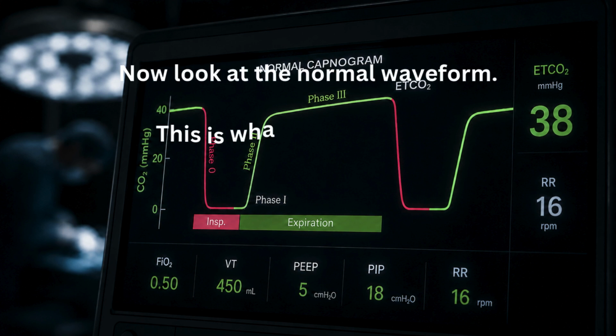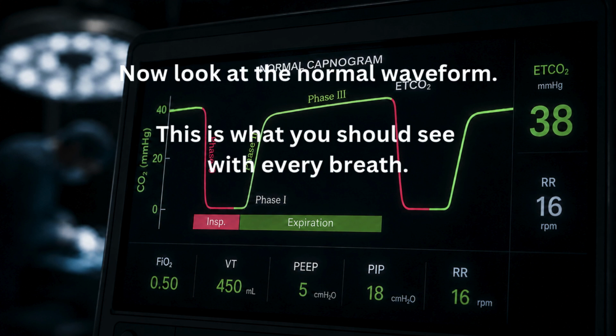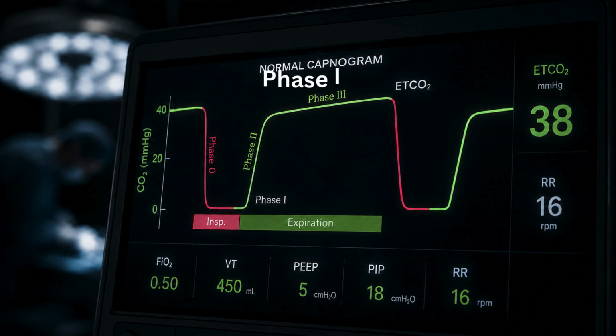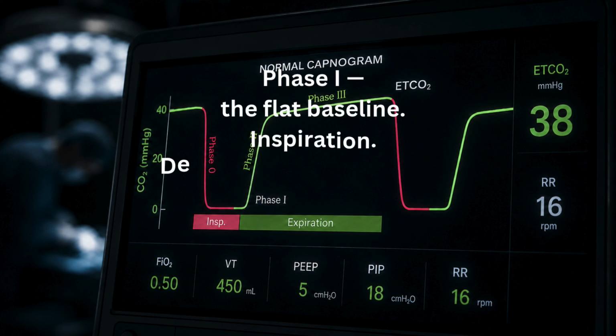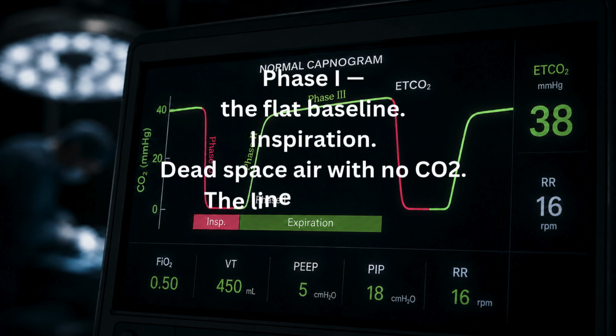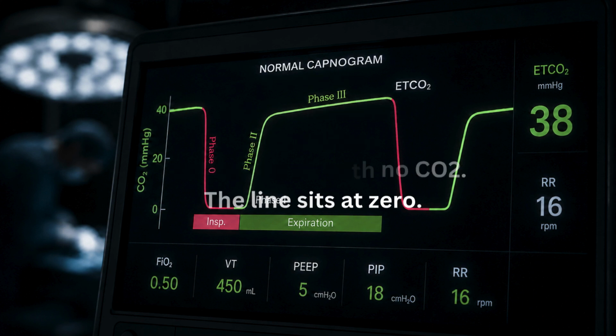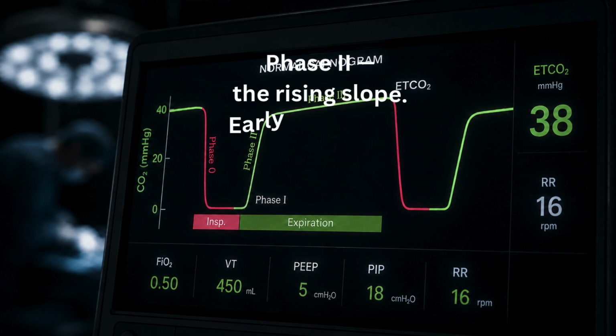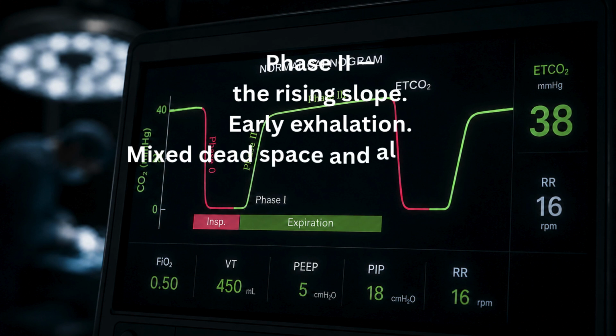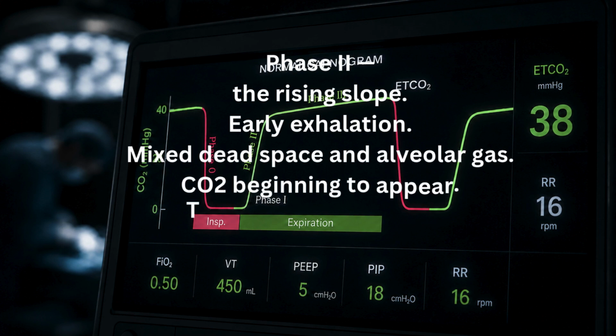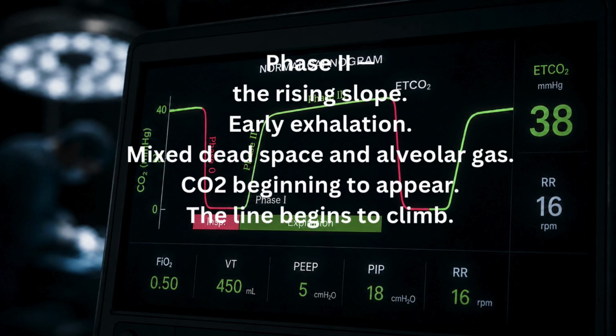Now look at the normal waveform. This is what you should see with every breath. Phase 1, the flat baseline. Inspiration, dead space air with no CO2. The line sits at 0. Phase 2, the rising slope. Early exhalation, mixed dead space and alveolar gas. CO2 beginning to appear. The line begins to climb.